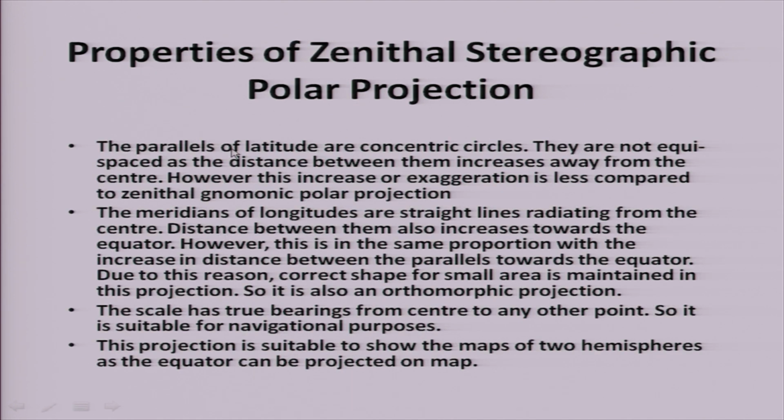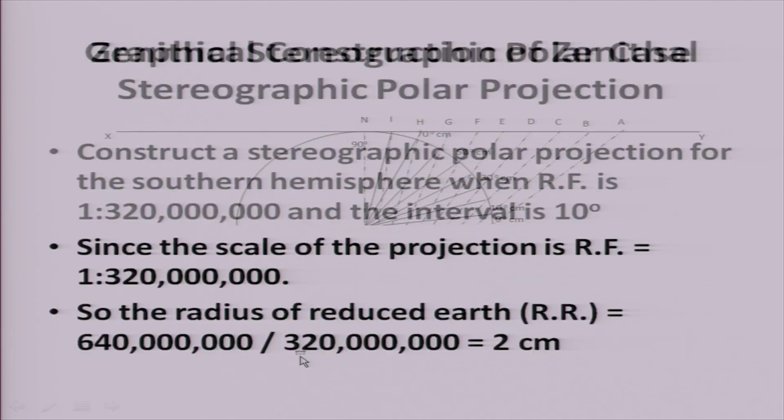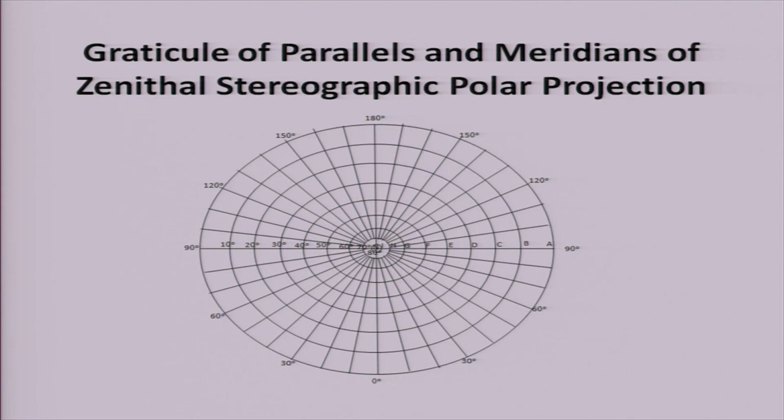Now coming on to the properties of zenithal stereographic polar projection, we can see that parallels are also concentric circles in this case, and distance between them increases away from the center. But this increase in distance is lesser compared to the previous case. Like in the previous case we saw, I am showing you this figure, this distance between the parallels is more in this case. So there is less exaggeration in this case.